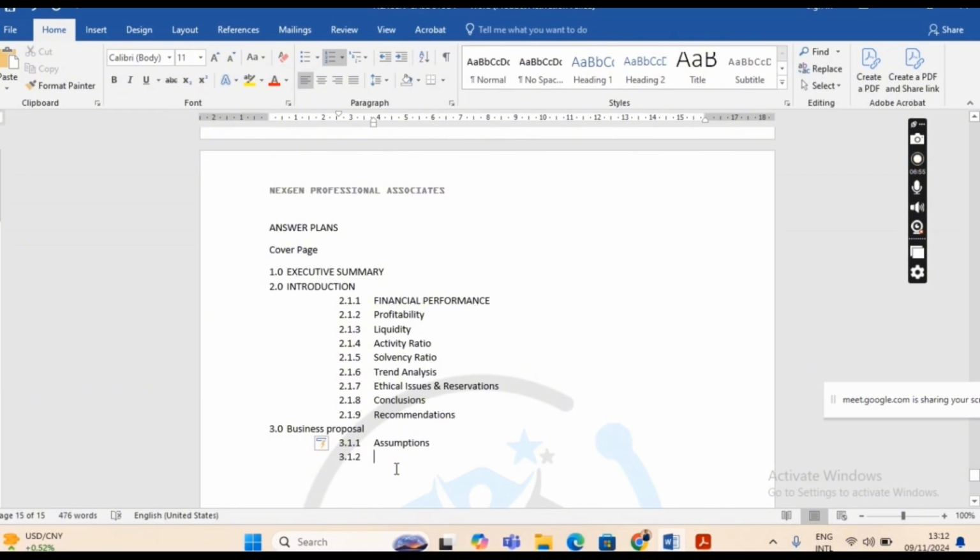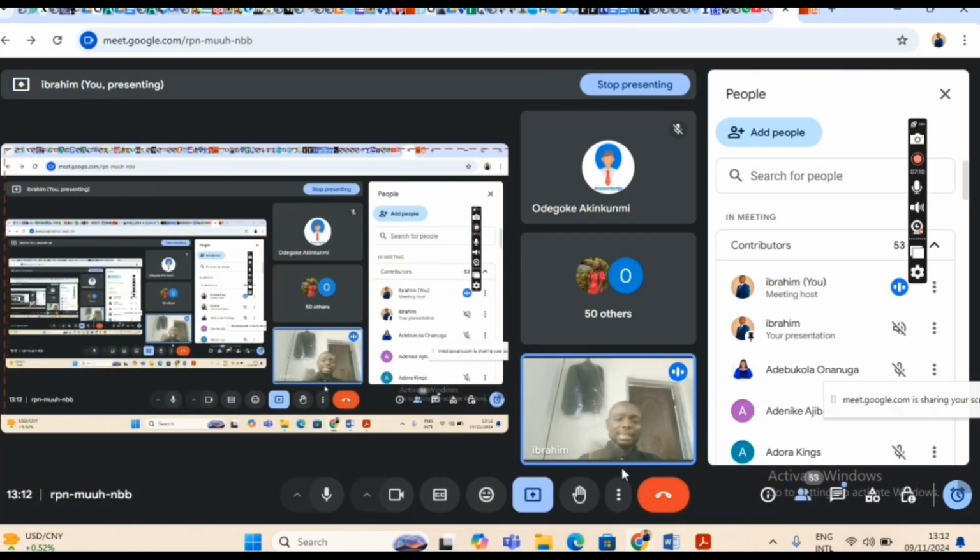After your assumptions, you have to do the same. You put your ethical issues and reservations. Now I've mentioned it earlier, what is an ethical issue? Does this proposal follow the company guidelines? Does it actually violate any relevant laws? If it doesn't, so it's good to go, right?